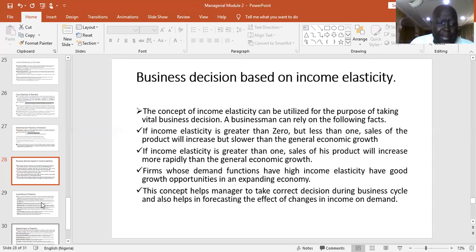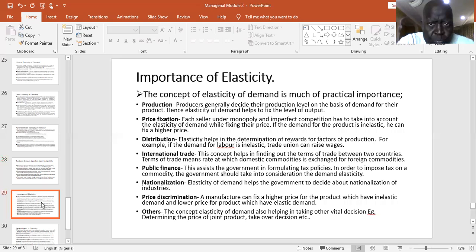Then the importance of elasticity. The concept of elasticity of demand is of much practical importance. Production: producers generally decide their production level on the basis of demand for their product. So they need elasticity. Hence, elasticity of demand helps to fix the level of output, depending on all the positive and negative computations they arrive at.